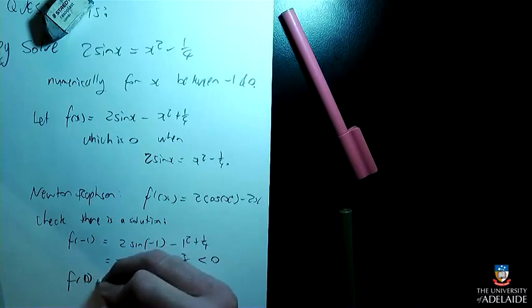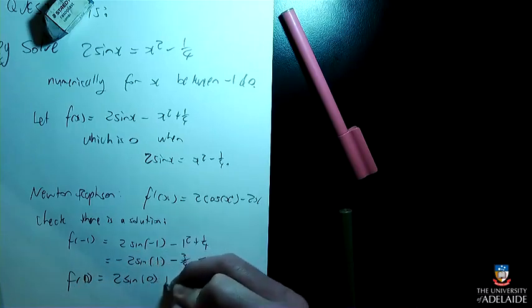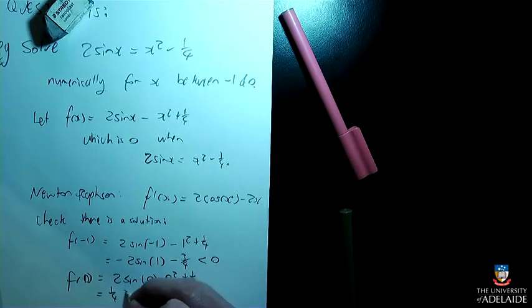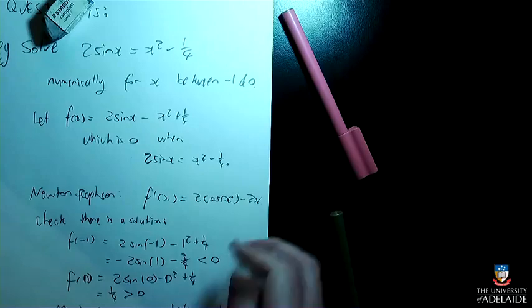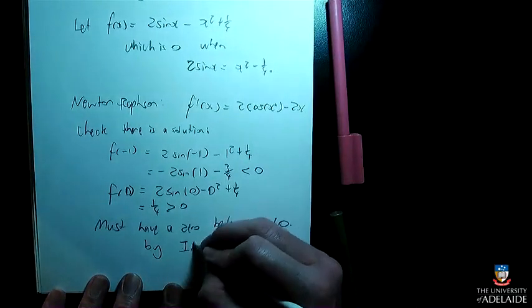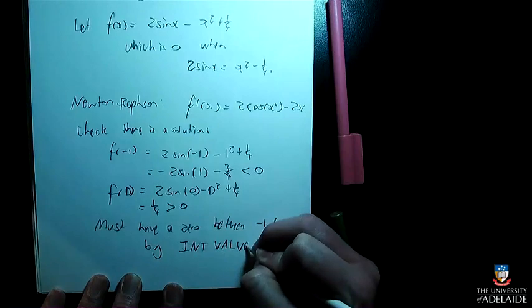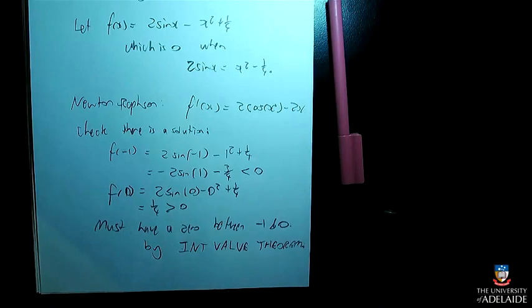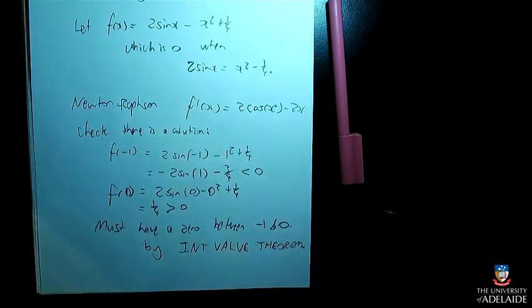And f of 0 is 2 sine of 0 minus 0 squared plus a quarter, which is just a quarter, which is greater than 0. So there's a zero between -1 and 0 by the intermediate value theorem. And I didn't use a calculator at all, so I'm completely sure of that answer. It doesn't need to be in degrees or anything.